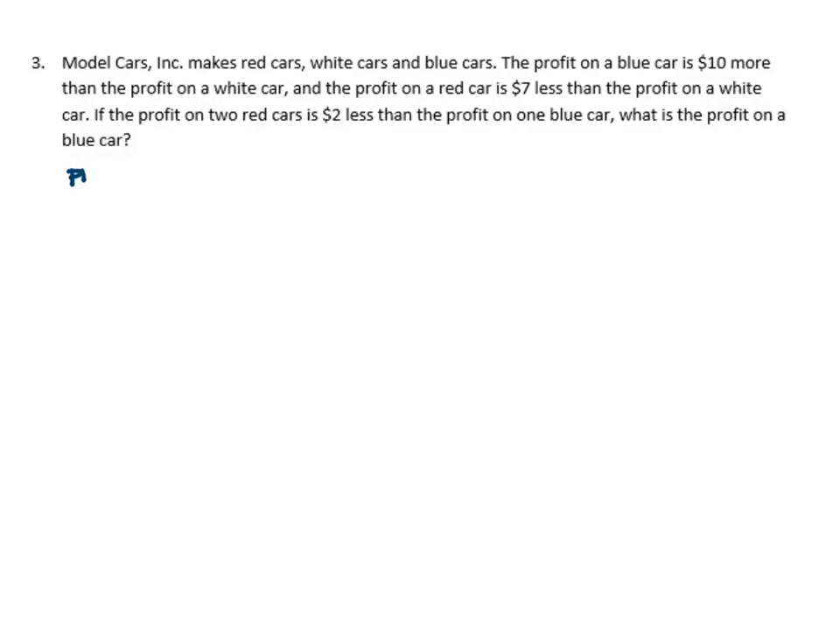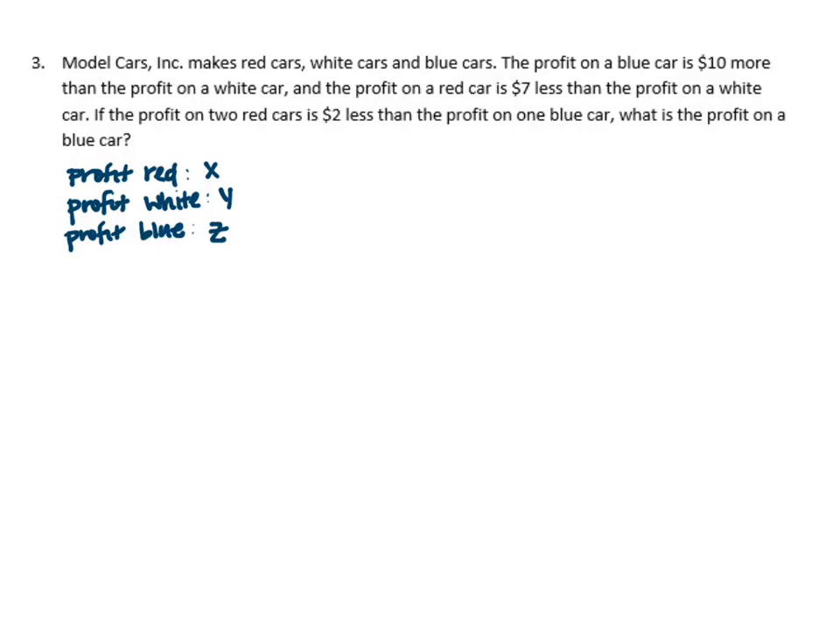Okay. Profit on the red car. Actually, white, I guess, showed up first, so let's use white next. And then the profit on the blue car. And because we have 3 things, again, I'm going to use x, y, and z. It doesn't matter that we use these variables, but we need 3 different variables to identify the profit for each of these things.